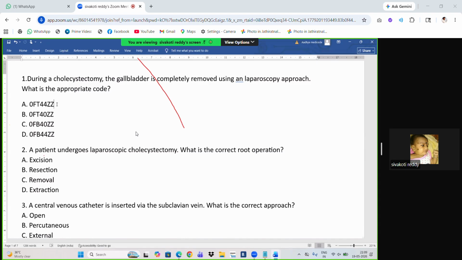Smart tricks we need to play in the exam because everything should be optional. We should not code any procedure directly, either CPT or PCS. Everything should be optional. We need to find our exact answer. That's it, guys. These two root operations clear? Excision and resection.